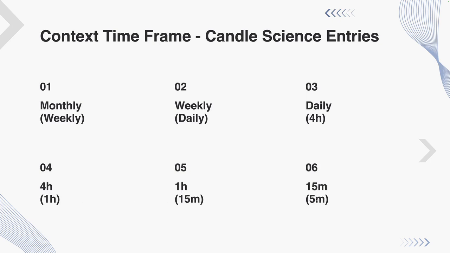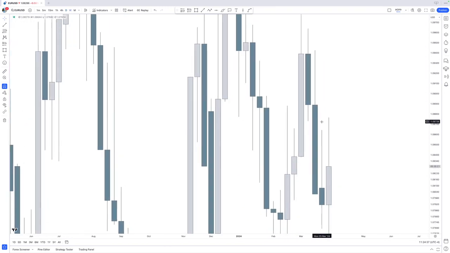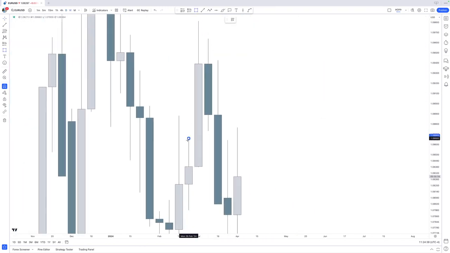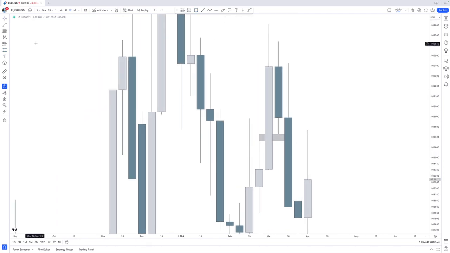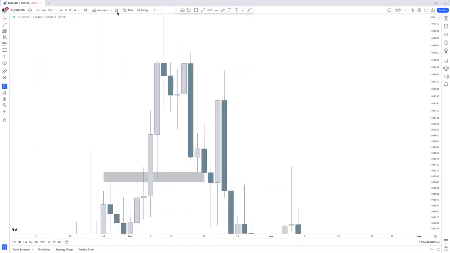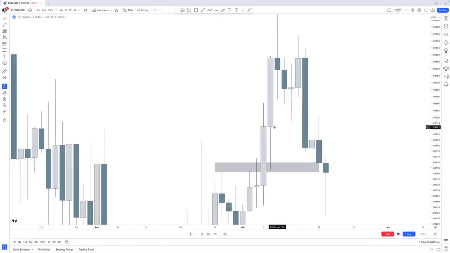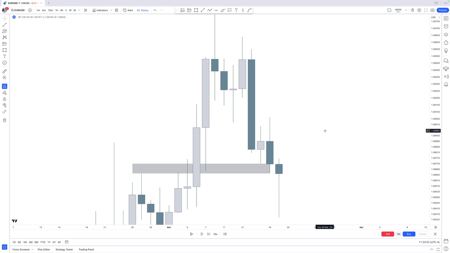So let's look at a few examples. Right here on Euro US dollar, if we zoom out towards the weekly and we understand the weekly draw on liquidity, we have this weekly fair value gap right there. Then on the daily, we actually had a very interesting scenario. I've not gone over this just yet, but it's a trade that I took myself as well, which I'll share in a trading model in a different video later on. But I first wanted to get to this understanding before I shared anything.